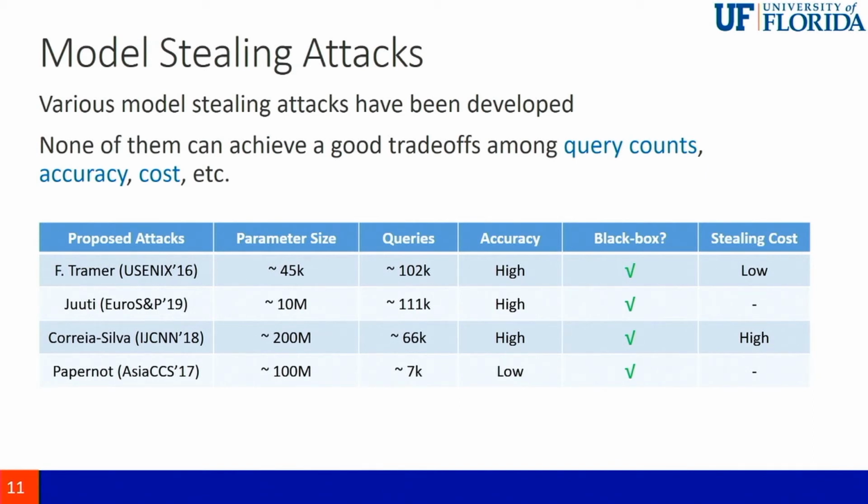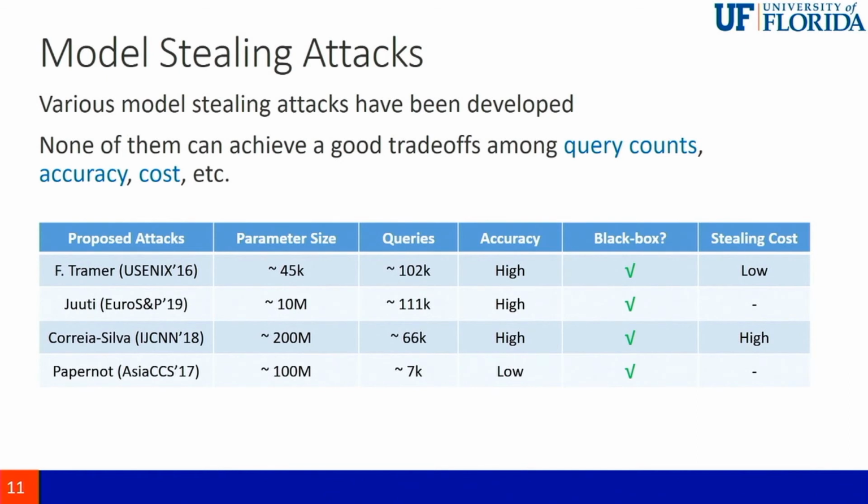So a question still unanswered is whether it is possible to reconstruct the model with very few queries. The Asia CCS 2017 paper gives you an answer, but this answer is not perfect because they only used 7,000 queries, but the reconstructed model has very low accuracy. If that's the case, then no one would use it. So for a while, people believed that this is not easy or not worth it if you query that many times. We look into the same area, but from a different angle.